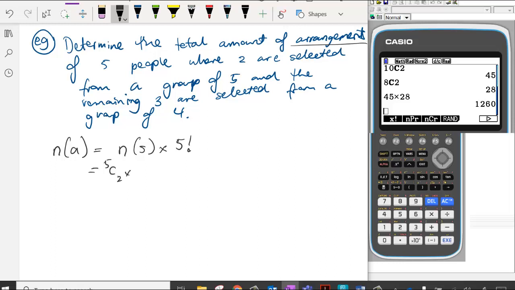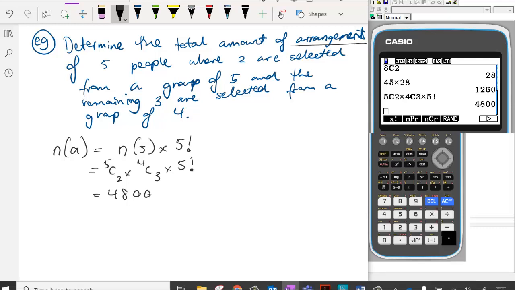We have 3 selected from 4, so 4C3. Then we're multiplying by 5 factorial. So that means we have 5C2 multiplied by 4C3 and then multiplied by 5 factorial. And so we end up with 4,800 different ways that we could arrange those 5 people selected.